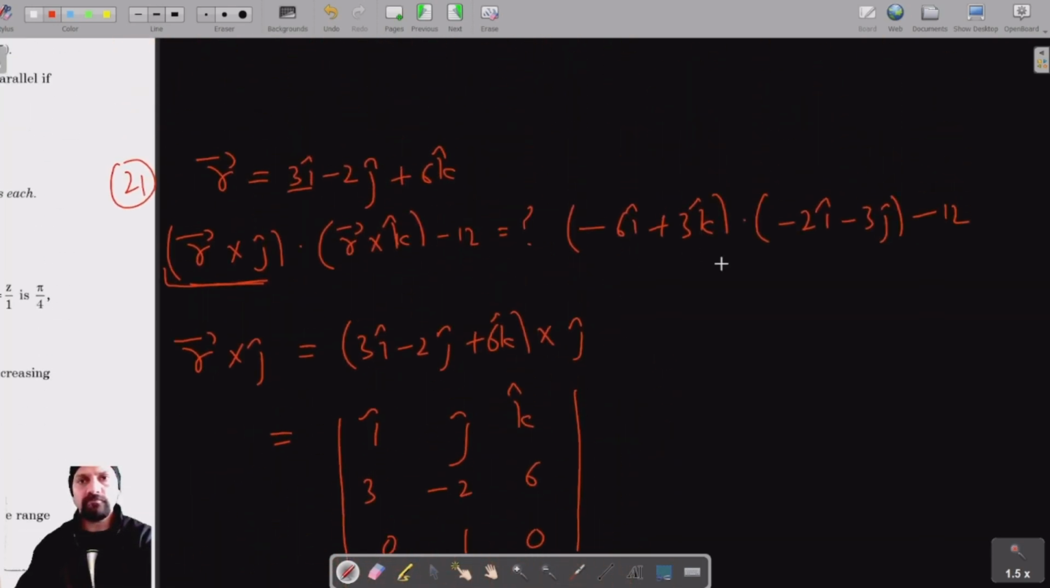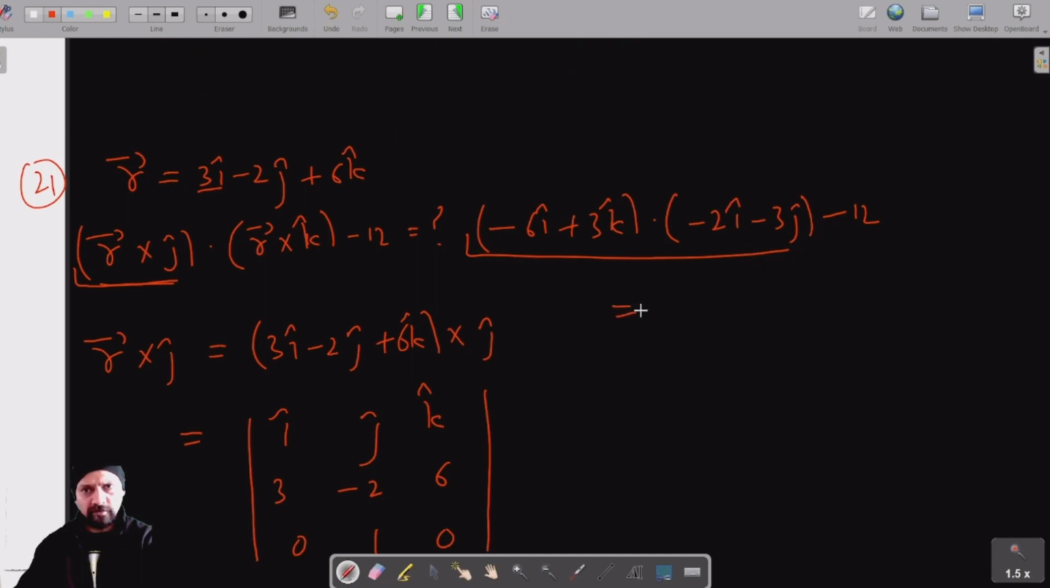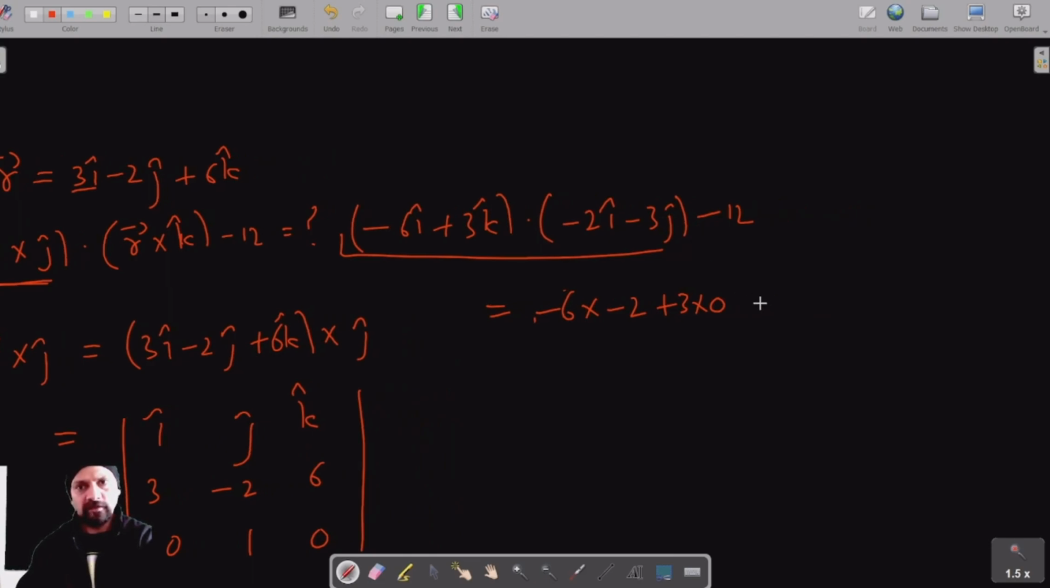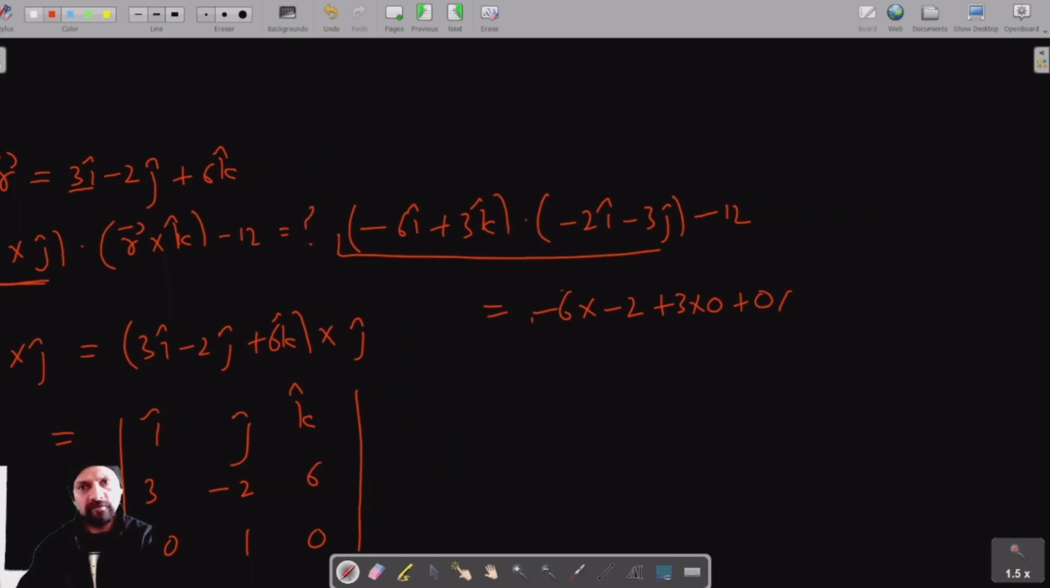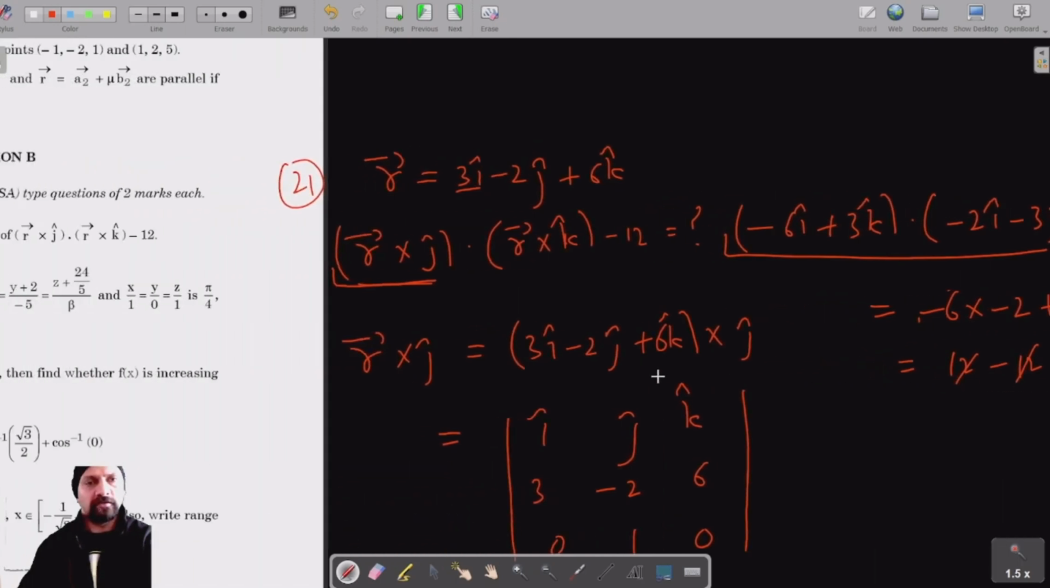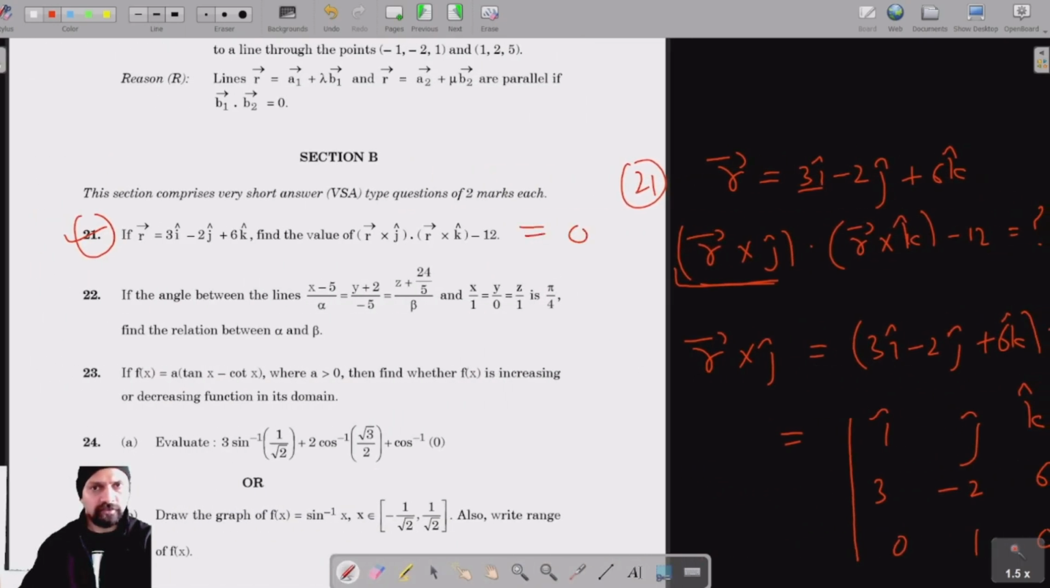Okay. So now we know how to find the dot product. The dot product of this is the sum of the product of the scalar components. So this is minus 6 into minus 2 is 12. Let me write it down for you. So minus 6 into minus 2 plus 3 into 0. We don't have the scalar component of k here. Plus we don't have the scalar component of i, which is 0 into minus 3, minus 12. So this gives me 12, this is 0, this is 0, and 12 minus 12 is 0. So our answer for this is 0.